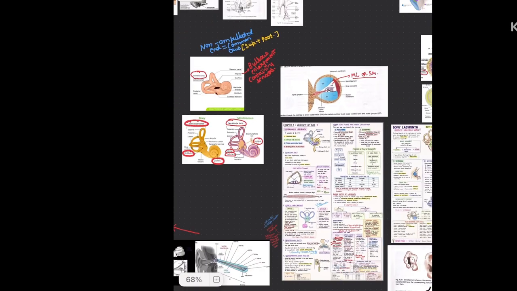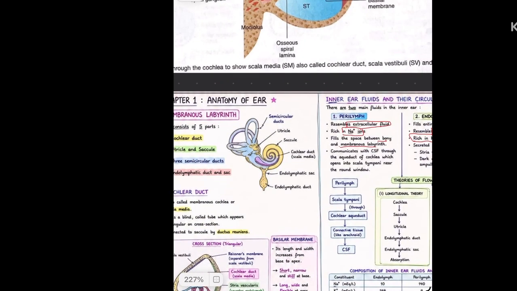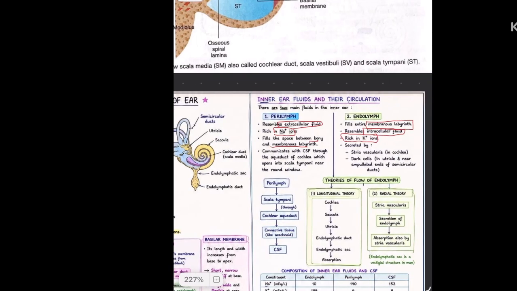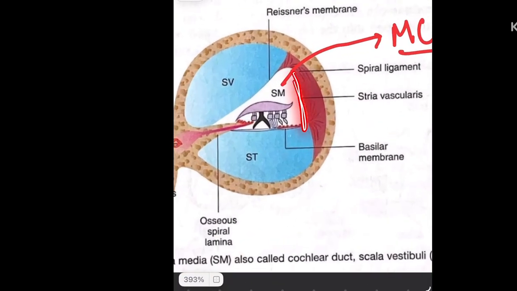The perilymph is present in the scala vestibuli and the scala tympani, basically your bony labyrinth. What does it contain? It contains sodium ions, mainly rich in sodium ions, and that's why it behaves like extracellular fluid. And endolymph, it is rich in what? It is rich in potassium ions, and it resembles intracellular fluid. And endolymph is secreted by what? You can see here it is the stria vascularis. And one more cell is the dark cell.